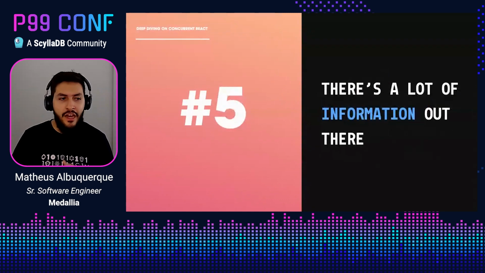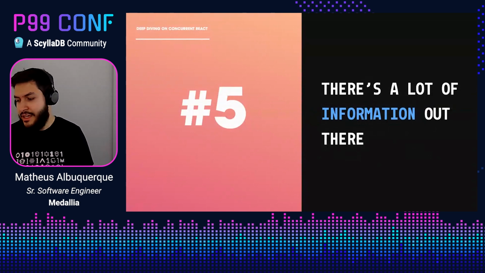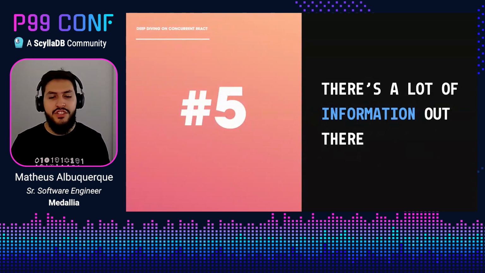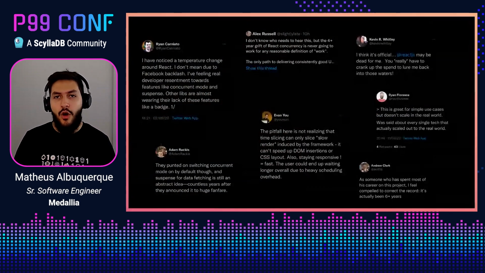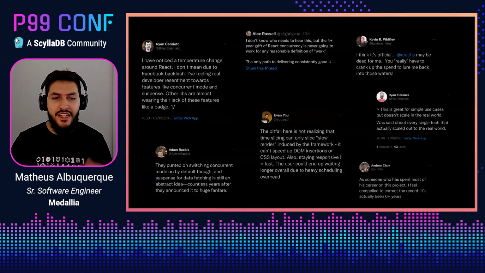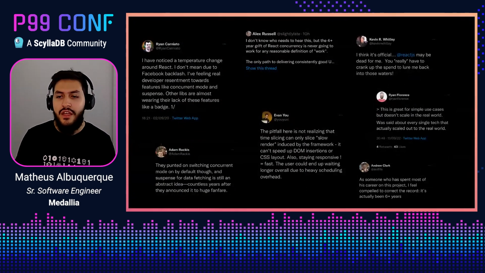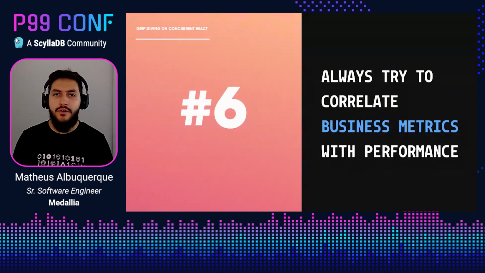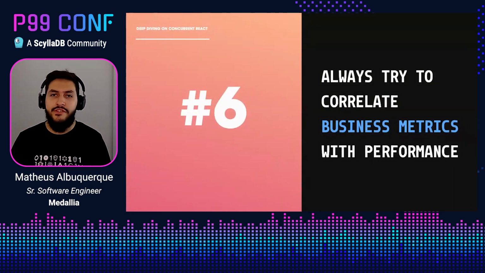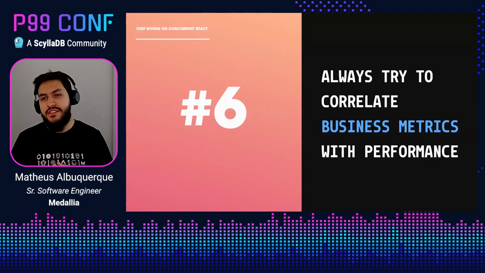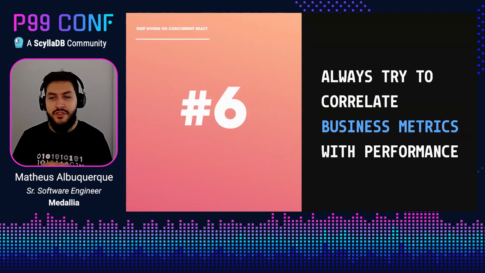And another thing also related is there's a lot of information out there. And you're gonna see the core committers, the core team, and a lot of people making really good points. And it's hard to piece together all of these points on performance, and scheduling, and all of these topics. So it's important that when using things in your apps, you correlate your business metrics with your performance metrics. Things like conversion rates, bounce rates, etc. The behavior of your users is what matters in the end when discussing performance and anything else.